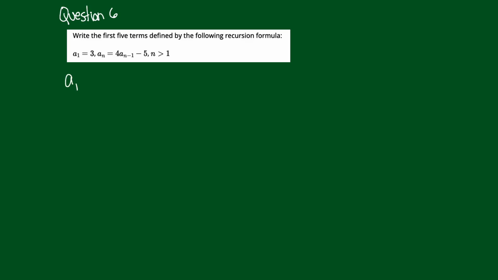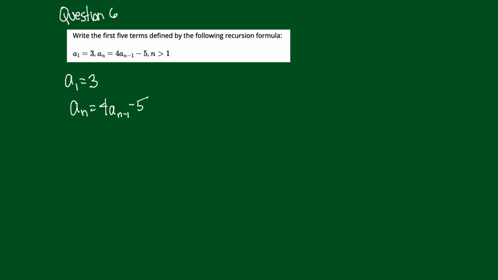We have that a sub 1, this is the first term, is 3. So this sequence starts off with a 3. And now, according to this right here, we can get any term if we know the one before it. Right? Now, let's write this formula. This says that a sub n, the nth term, is equal to 4 times a sub n minus 1, and then minus 5.